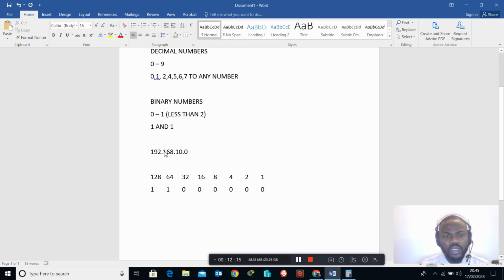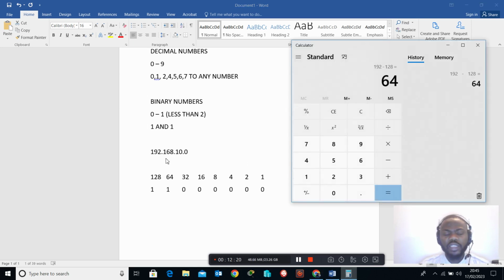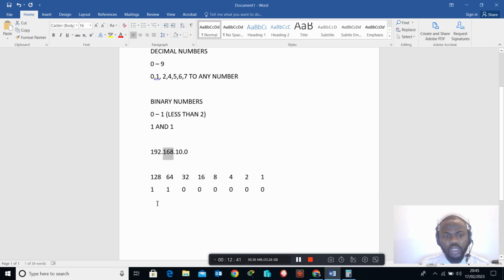Let's do 168 together. Let me clear this. Is 168 greater than 128? Yes. So we're going to say 168 minus 128. That is 40. So which means here I'll come down and put what here? A 1, because I'm able to take 128 from 168.